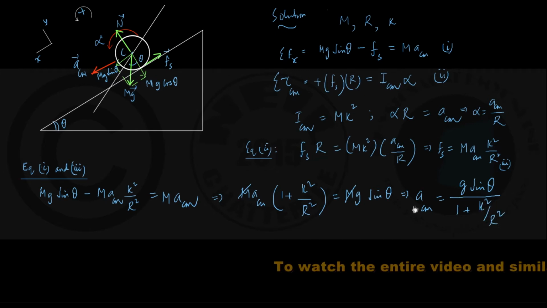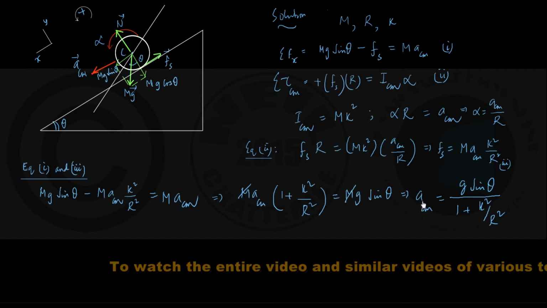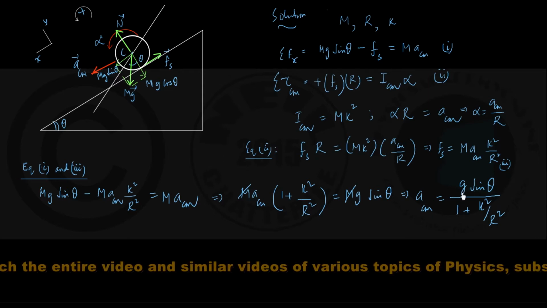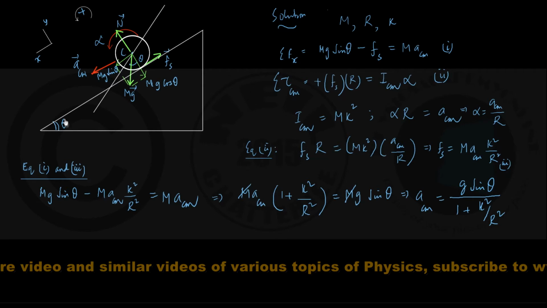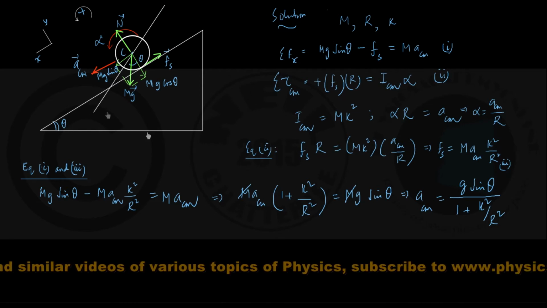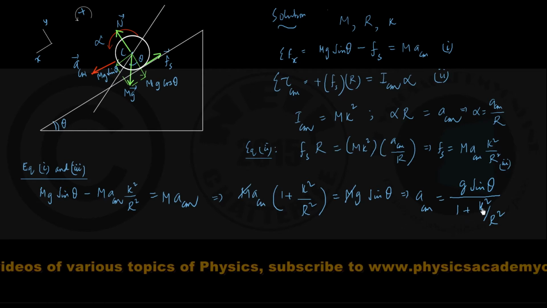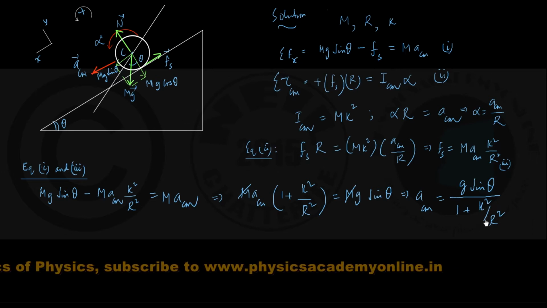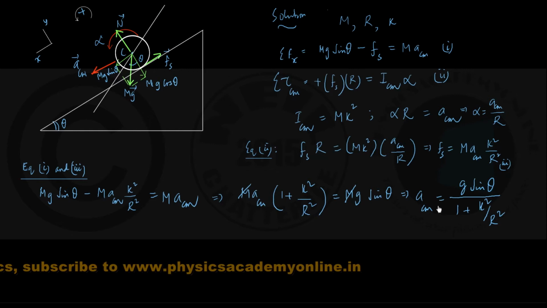So this is the first part of the question, which shows that the acceleration of center of mass of the rolling body is given by free fall acceleration into sine of the angle of inclination of the inclined plane divided by 1 plus gyration radius squared by radius of the body squared. Once we get the value of ACM, we can also find out the static frictional force acting on the body at the bottom from equation number 3.